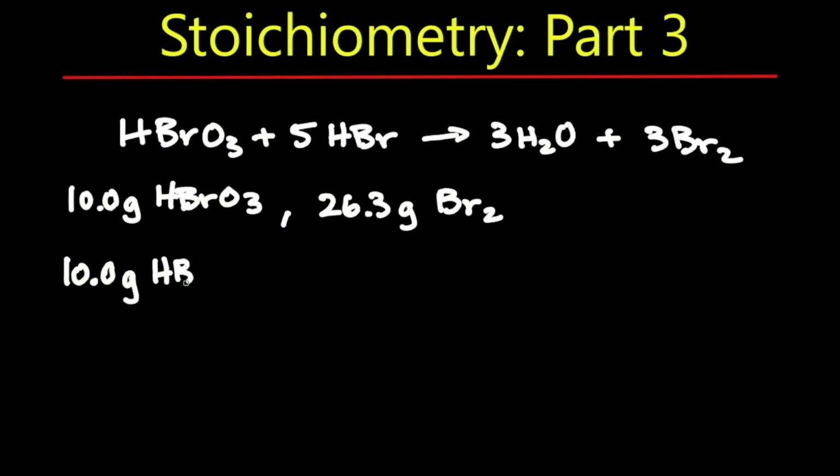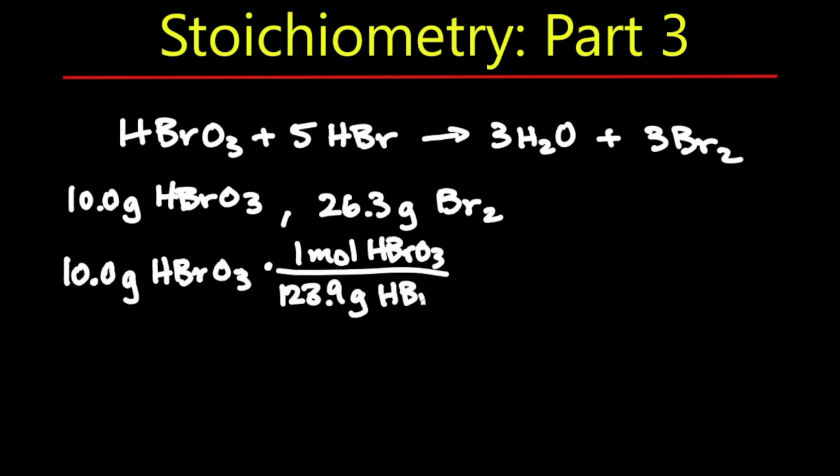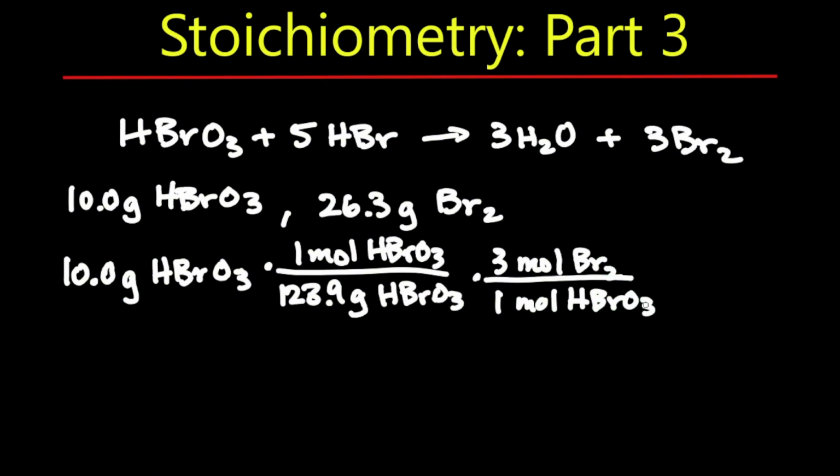10.0 grams of HBrO3. Divide that by the molar mass. So we have 1 mole of HBrO3 over 128.9 grams of HBrO3. And then we multiply that by the 3 moles of Br2 that we should be getting over 1 mole of HBrO3. Lastly, we multiply that by the molar mass of bromine, which is 159.8 grams per mole. Notice that this amount is doubled from the actual one listed on the periodic table because we have Br2. And this should theoretically yield us 37.2 grams of bromine.